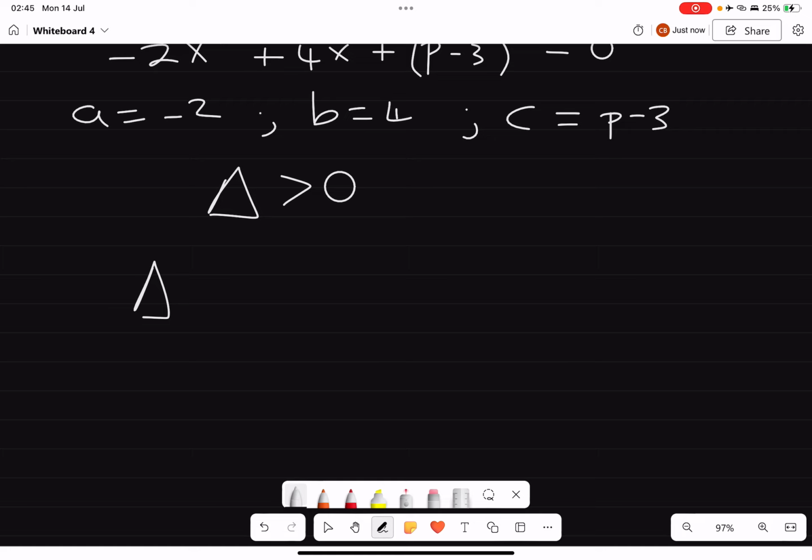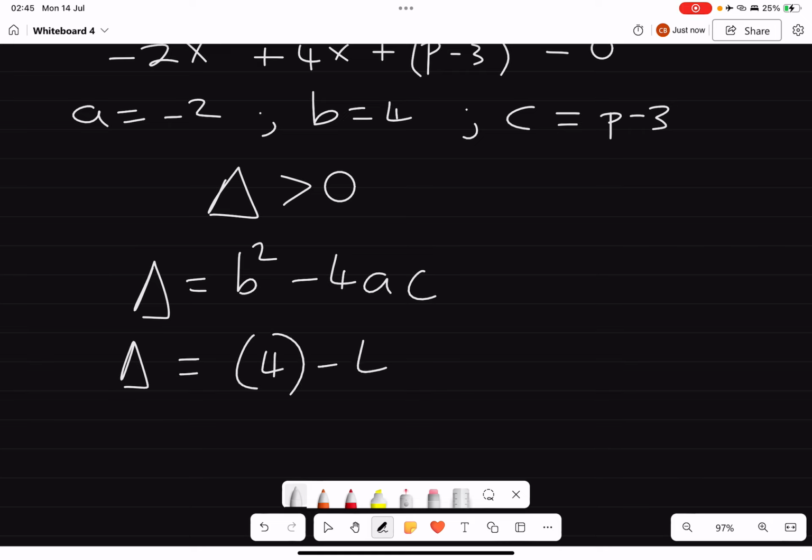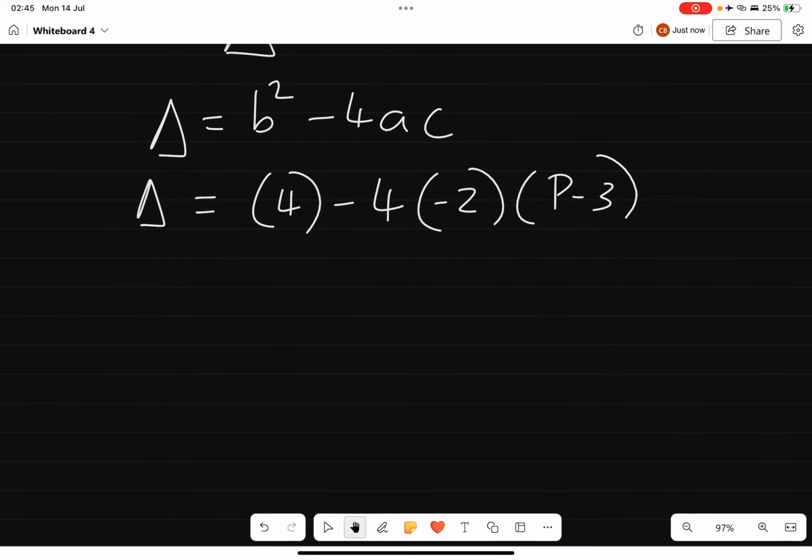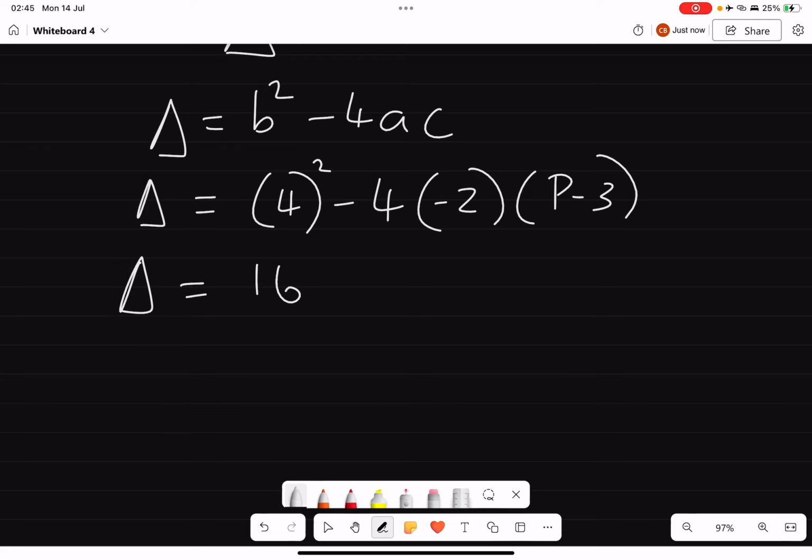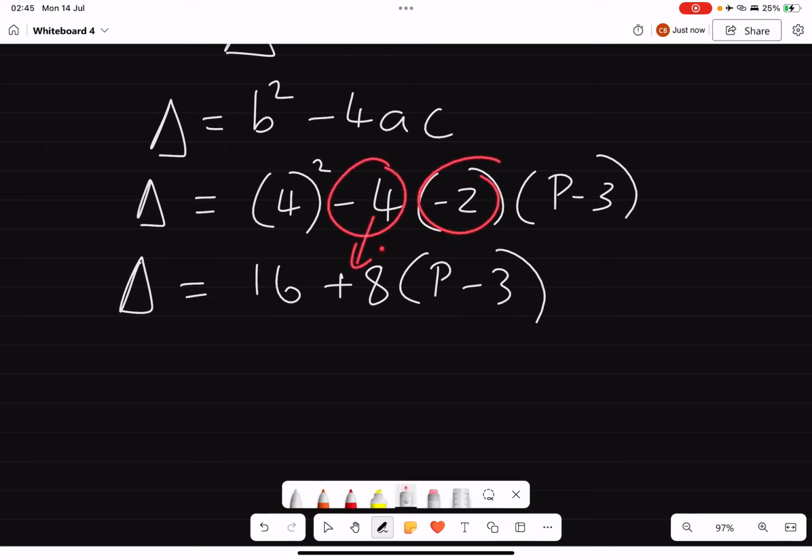We know that the discriminant is basically b squared minus 4ac, of which we can substitute. Our b is 4, minus 4, our a is minus 2, and our c is p minus 3. And here we forgot to square. Then we can see that the discriminant is 16. Negative 4 times negative 2 will be plus 8, then we have p minus 3, because this one times that one gives us positive 8.